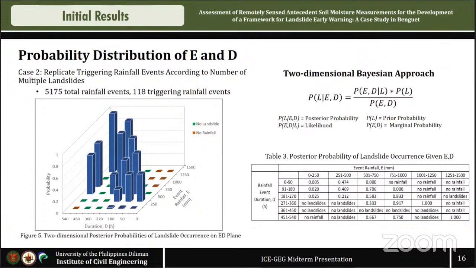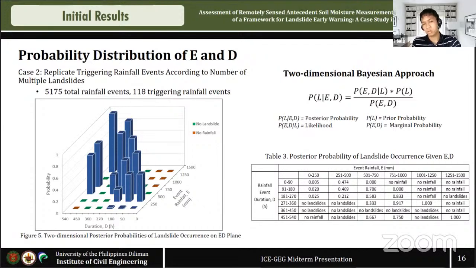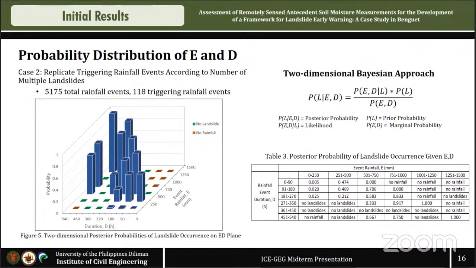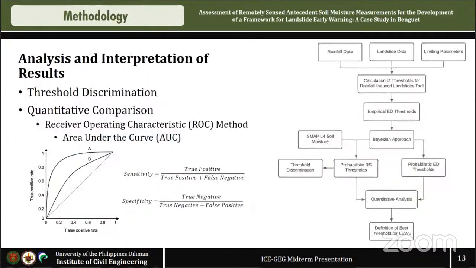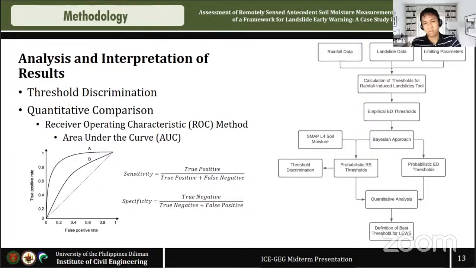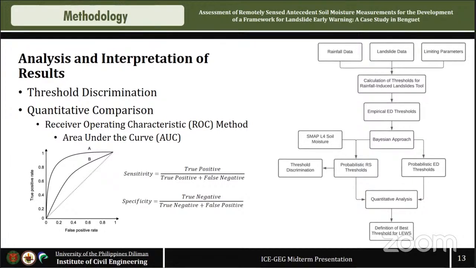So from there, I will be using the receiver operating characteristic curve to compare the results of the two by plotting the sensitivity and specificity. And from there, I will compare the area under curve. So whichever has the greater area under curve, that will be considered as the best model for landslide prediction.